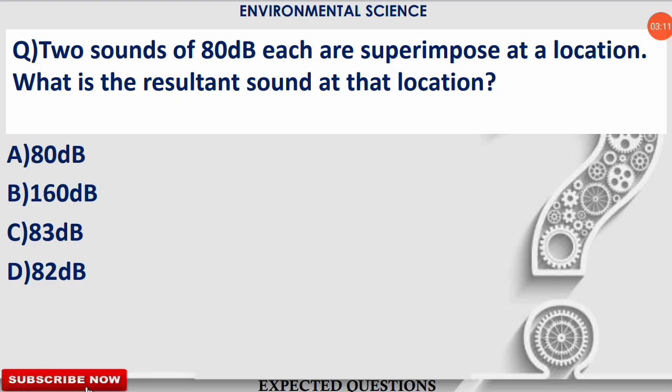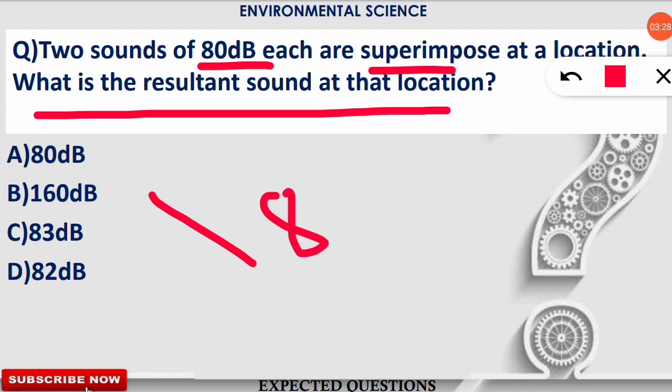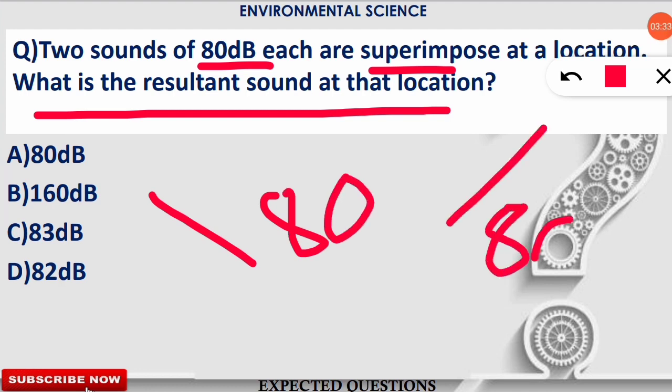So the next question is one of the numericals. Yes, the same numerical, related to sound and noise pollution. The question is, two sounds of 80 decibel each are superimposed at a location. What will be the resultant sound at that location? It is telling that from one point an 80 decibel source is coming, and from another point also an 80 decibel sound is coming at a location. Let us assume this is that location. The question is asking, at this location, what will be the resultant sound?